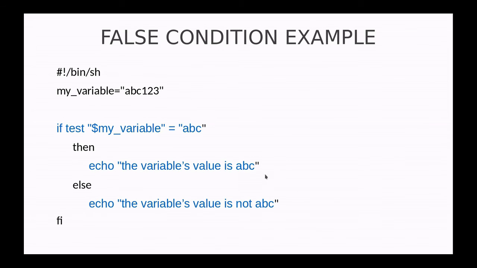To make a false condition, I change the variable's value and assign ABC123 to it. Now, if I'm testing this condition using the test command or the square brackets, in this case we're using the test command, this reference to the variable will become the value ABC123, and when we are testing whether it is the same as ABC, this is actually a false condition. So it will not do the then part, it will do the else part. The output of this script should be: the variable's value is not ABC.